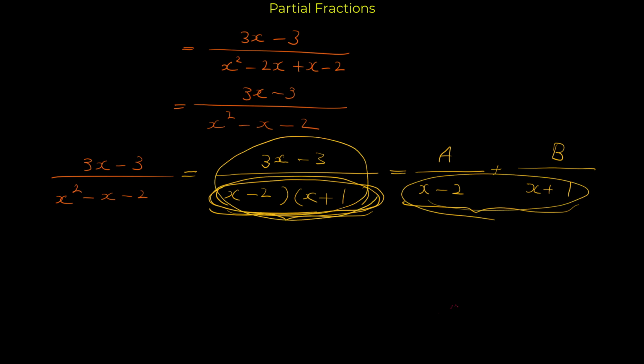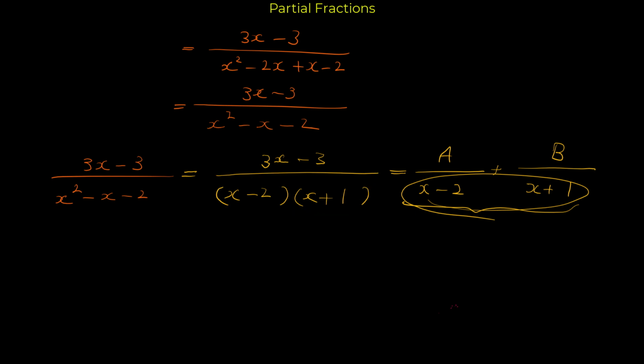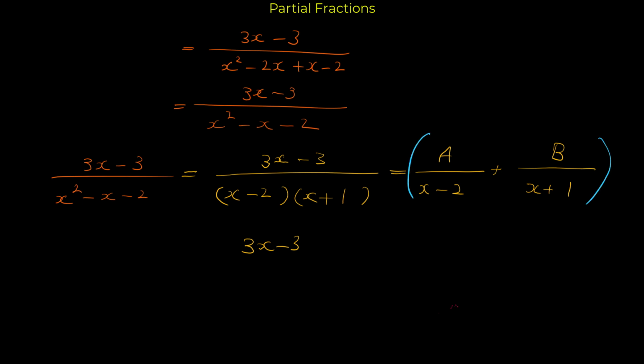If we multiply the left side by x minus 2 times x plus 1, the denominator completely cancels. So what we get in the left side? We have only 3x minus 3. Now we have to multiply the right side by x minus 2 times x plus 1. So we multiply all of this by x minus 2 times x plus 1.